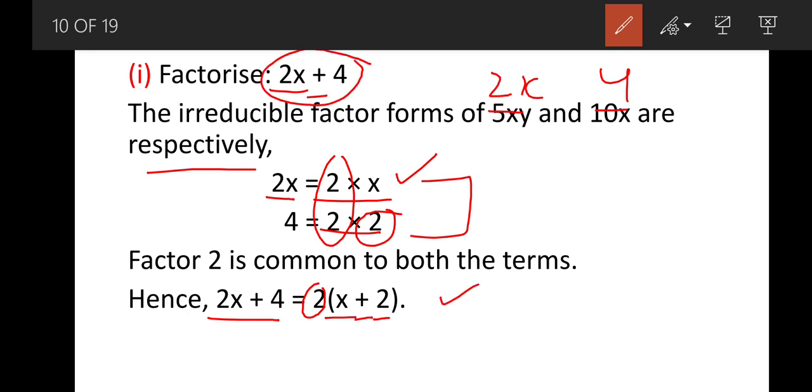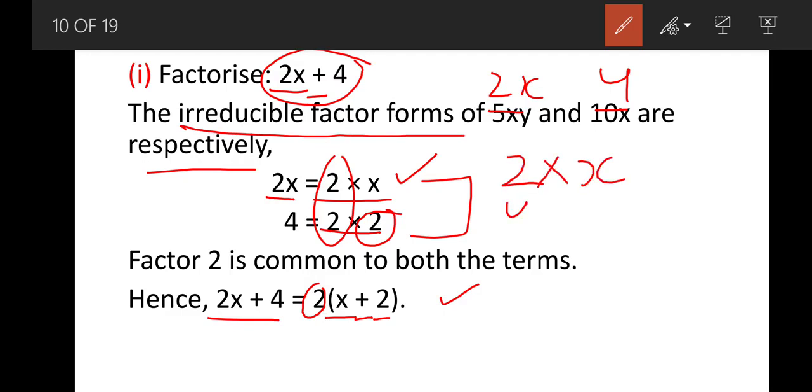So I am repeating it. What you are supposed to do? Take all the terms individually, find the factors of all the terms, and then take out the common factors of all the terms, and then you will be able to get the factors. So what I have done, irreducible factor forms of 2x and 4 are respectively. 2x can be written as 2 into x.